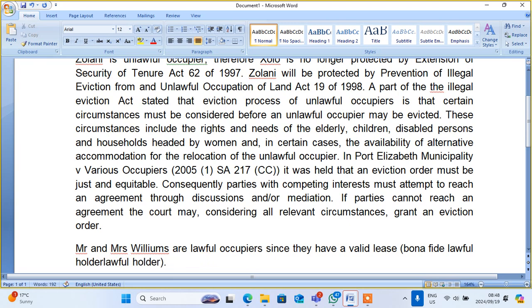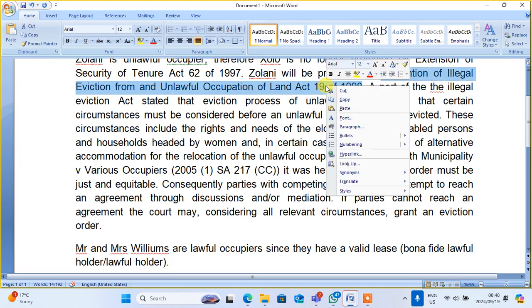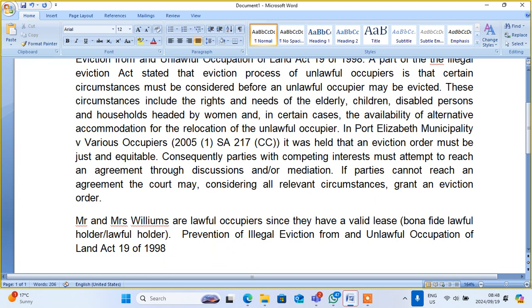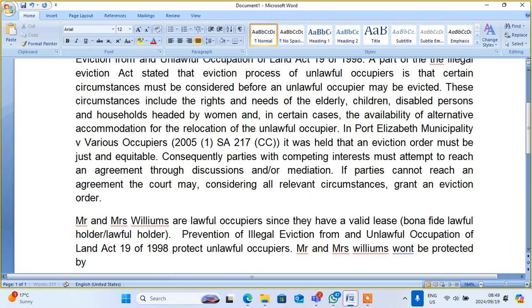Then you come and say that this one, I'll just copy this one, the Prevention of Illegal Eviction Act, protects unlawful occupiers. Then you'll say Mr. and Mrs. Williams won't be protected by this legislation.